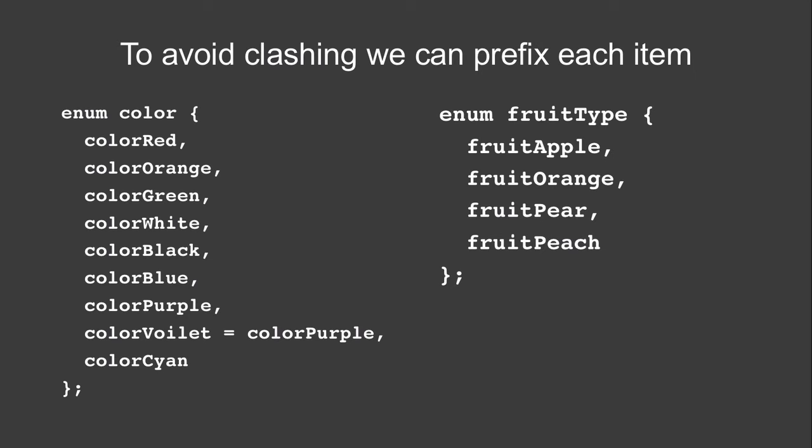To avoid this clashing, one way to do it is to simply prefix each of the items with something, like in this case, color and fruit, and then color orange is not the same as fruit orange, and there's no collision anymore.